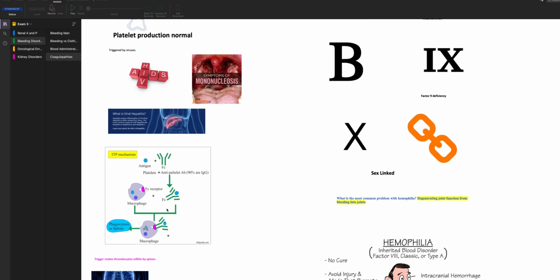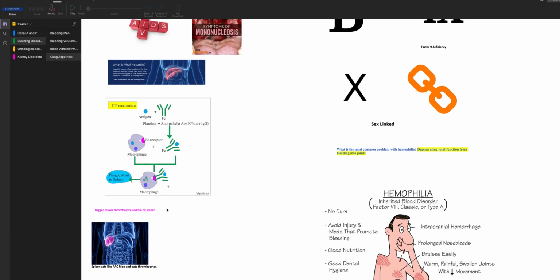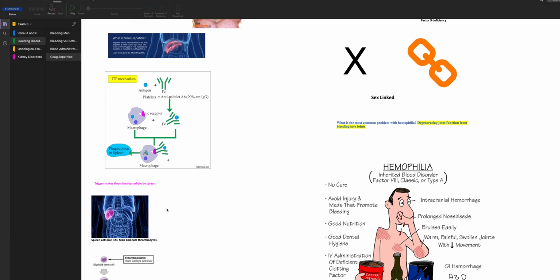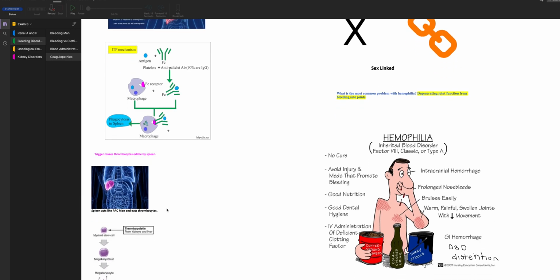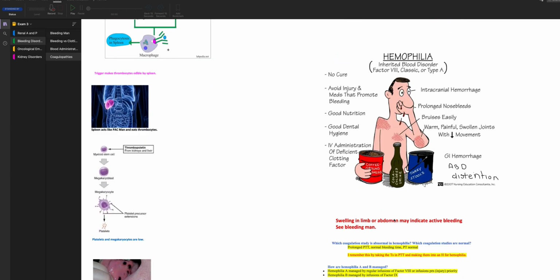And the most common problem is the degeneration of the joint function because they bleed into their joints, right? So they usually present with bleeding from minor injuries. And there's no cure for it, so they just have to learn how to manage their disease. Now, in terms of bleeding with hemophilia, you're going to look for limb swelling. If they hit their arm, you're going to measure the circumference of both arms and look for an increased circumference. If they had an abdominal injury, you would look for abdominal distension.